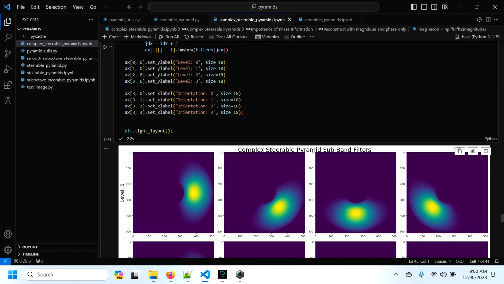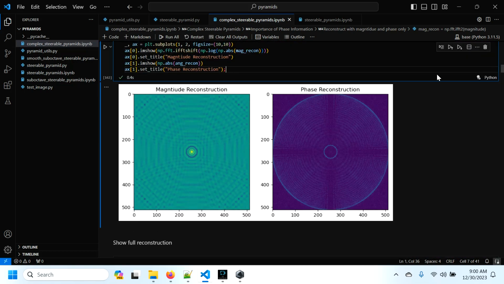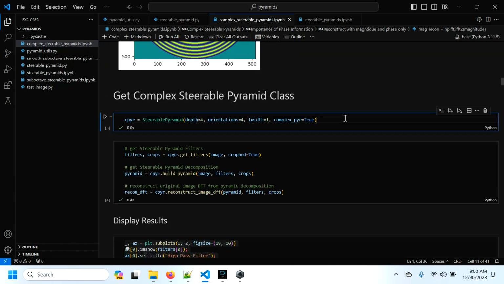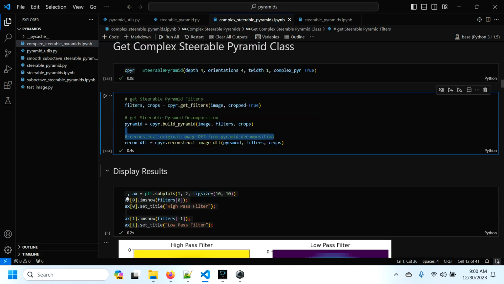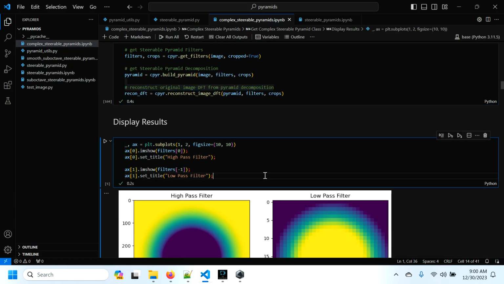So we're going to walk through this code and see how to do this decomposition. So just like last time, we have the same parameters right here. Depth determines how many frequency bands we're going to use, orientations, how many orientations we're going to use, the transition width between the low and the high frequencies. But now we have this complex pyramid parameter that we're setting to true. So the interface with the class is just the same. We make the steerable pyramid object, except this time we have a complex one.